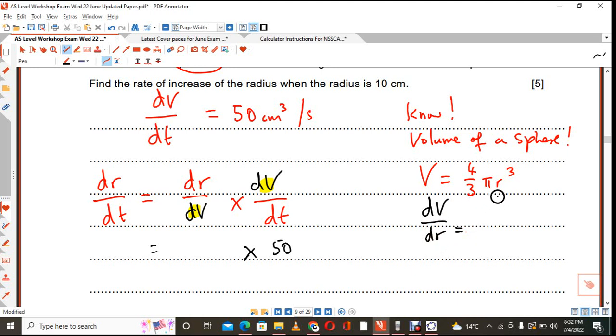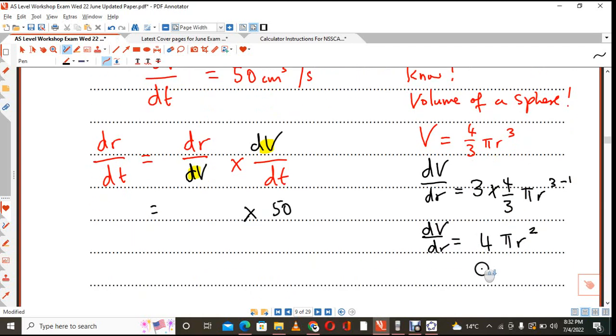Okay, we're going to differentiate with respect to r. So you know how to differentiate that: 3 multiplied with that. Let me just write it down so that people can follow. 3 times 4 over 3 pi r. Now you subtract 1 from the power. So this answer is 4 pi r squared. So this is dV/dr. Are we following so far? But I have here dr/dV.